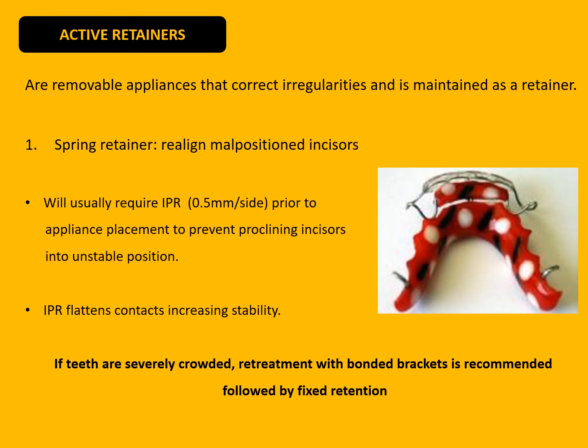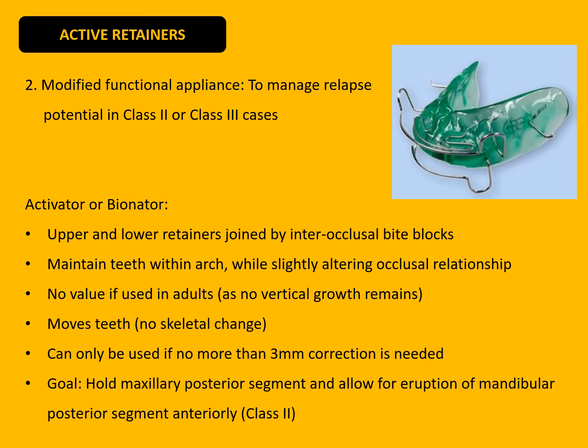However, if teeth are severely crowded, retreatment with bonded brackets is recommended, followed by fixed retention. So if you see that the teeth have relapsed and are severely crowded, you have to retreat them with bonded brackets and then go straight away for a fixed retention.